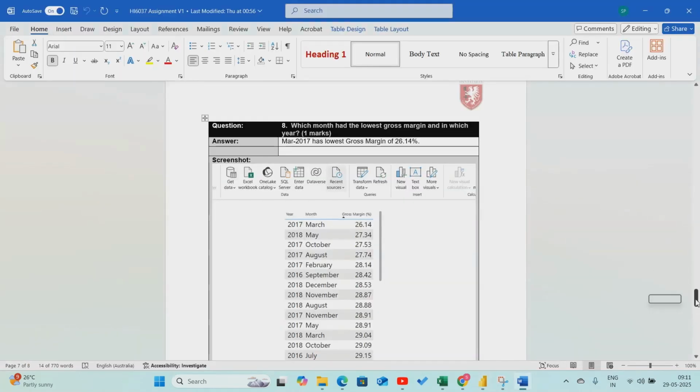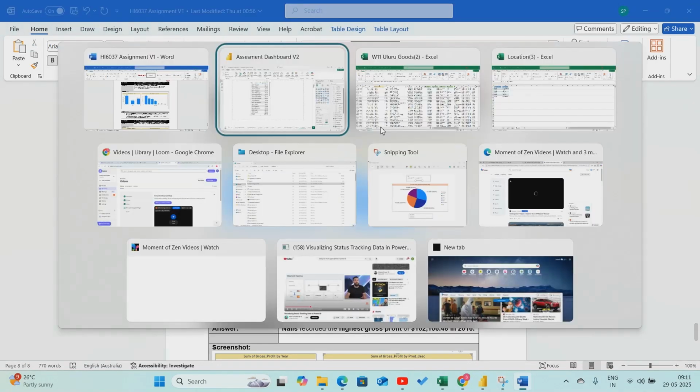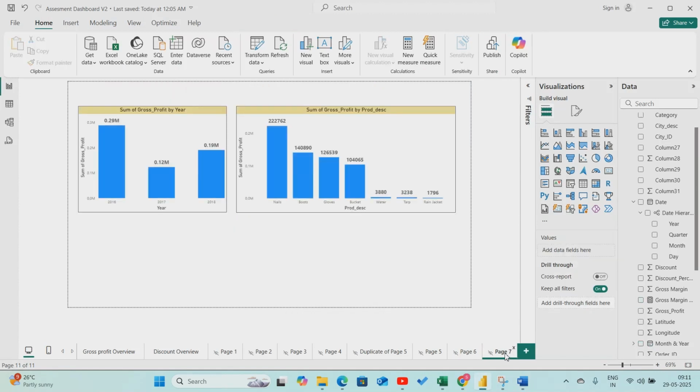The last two questions are related to the gross profit. The first question is: in which year was there the lowest gross profit, and which product had the lowest gross profit for that particular year? So here we have created two graphs which will help us to answer both the 9th and 10th questions. From here we identified 2017 was the year with the lowest gross profit, which is around $123,000, and for 2017 the Rain Jacket had the lowest gross profit, which is 321.